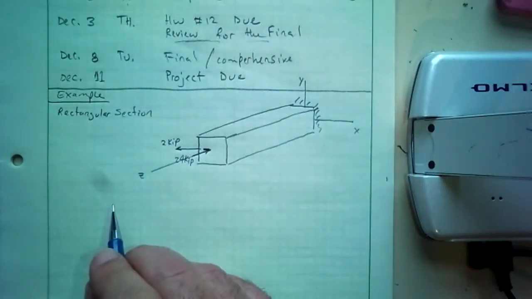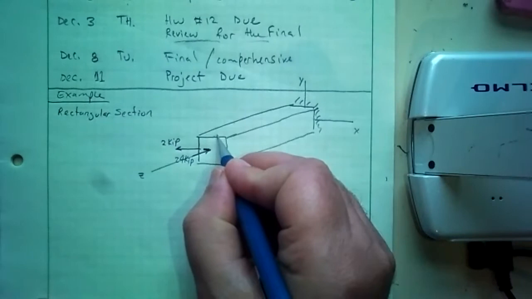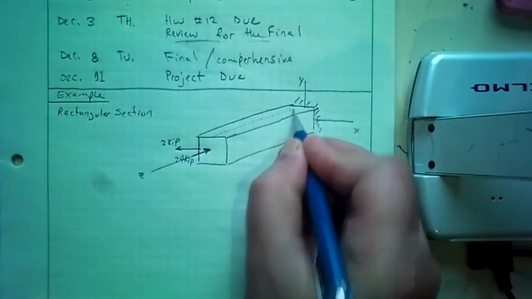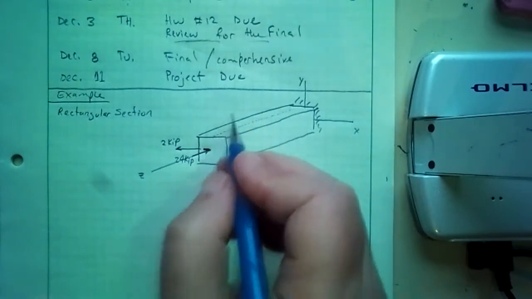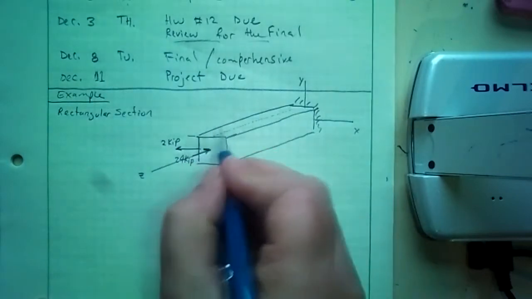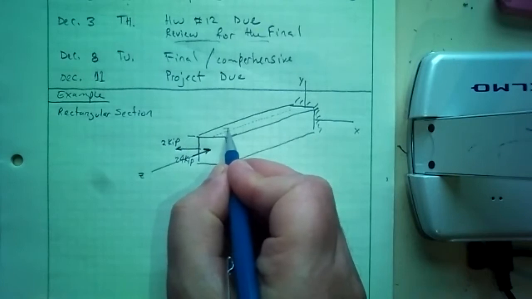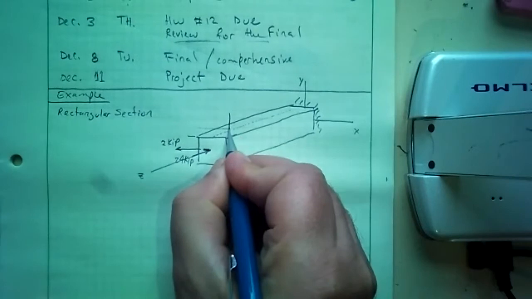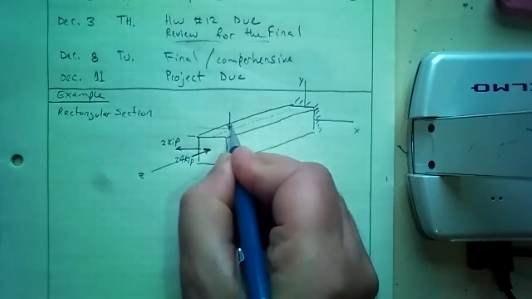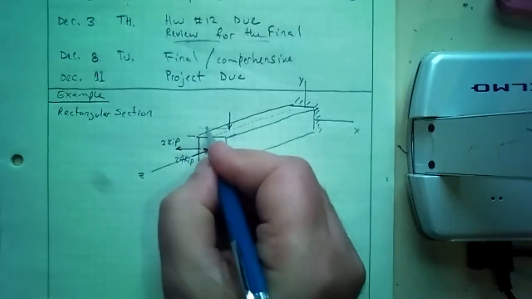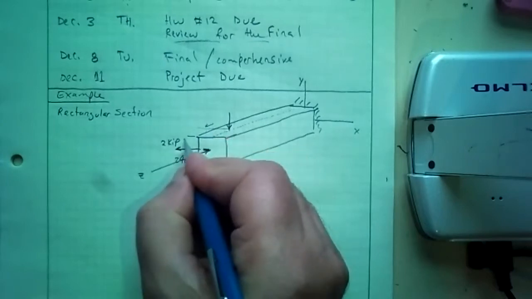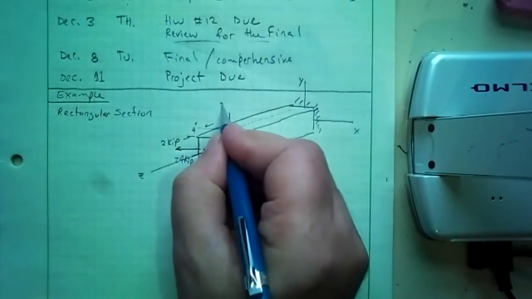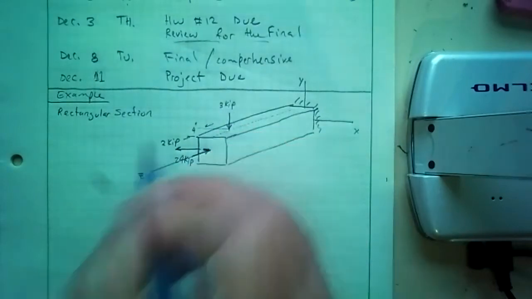And then this is right in the middle of the top section. At some distance, we're applying a force in the negative y direction right there. This distance is 4 inches. This force is 3 kip.